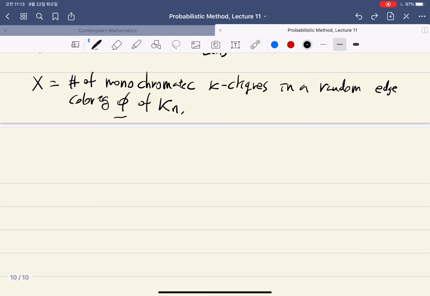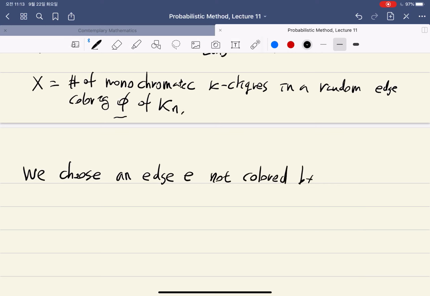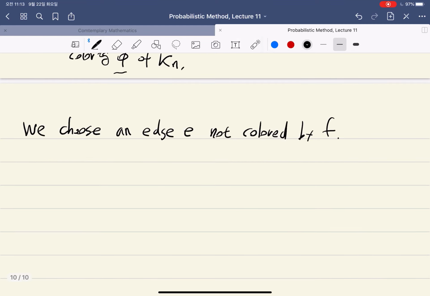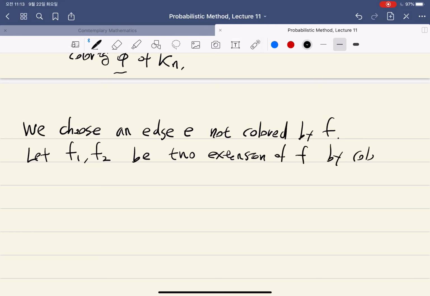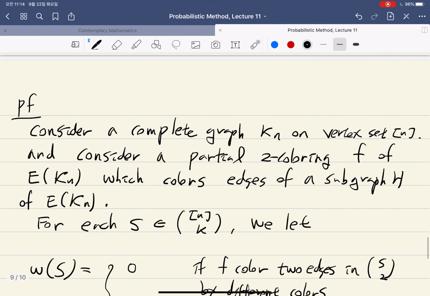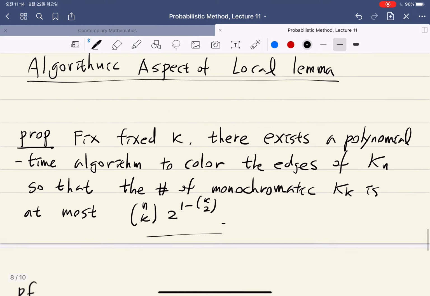So now what we do is we choose an edge E not colored by F. Any E is okay. And let F1 and F2 be two extensions of F by coloring E with, say, color 1 and 2. So let's name the two colors 1 and 2.